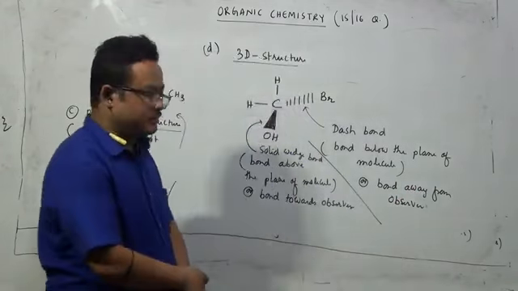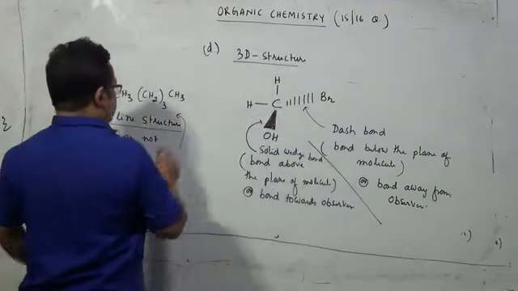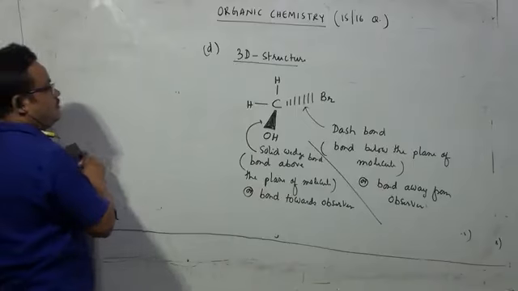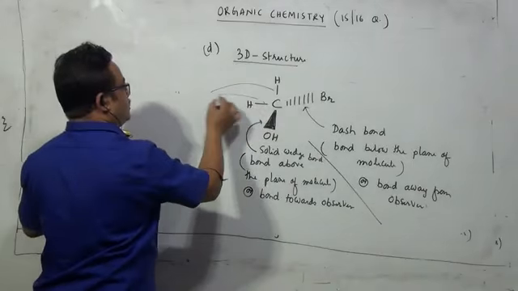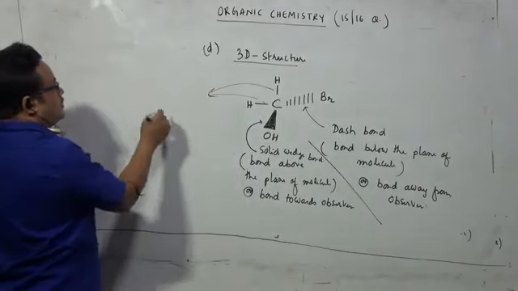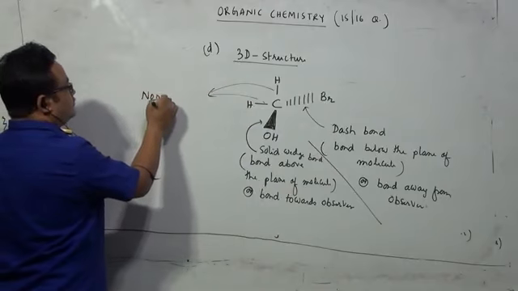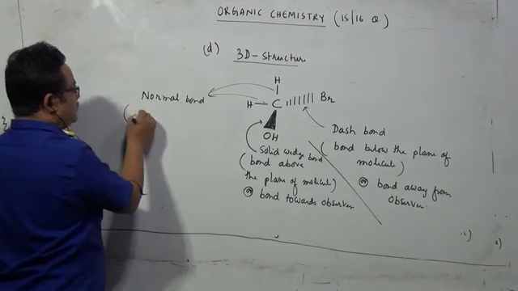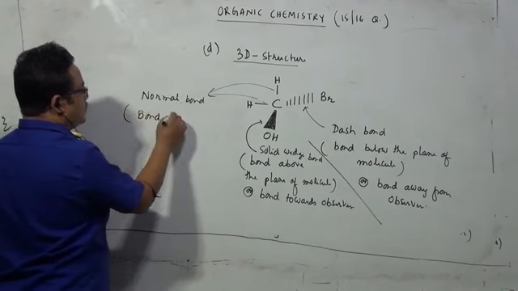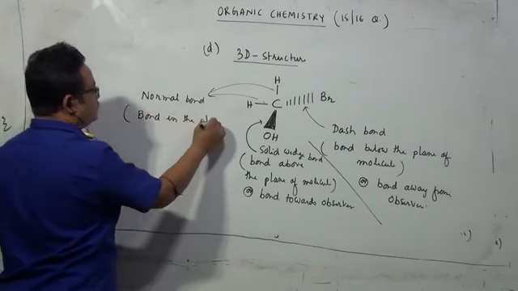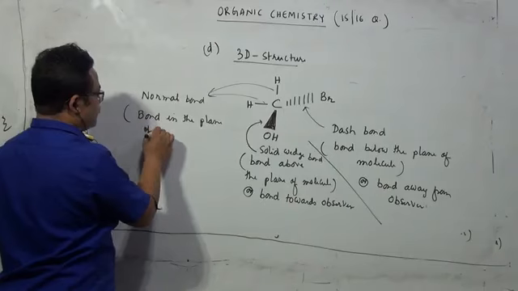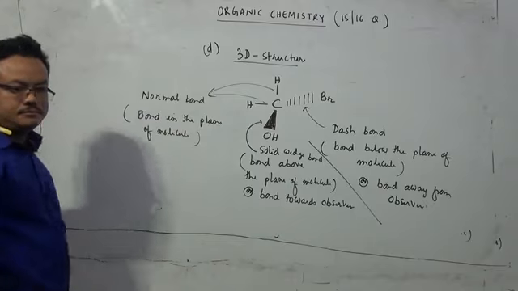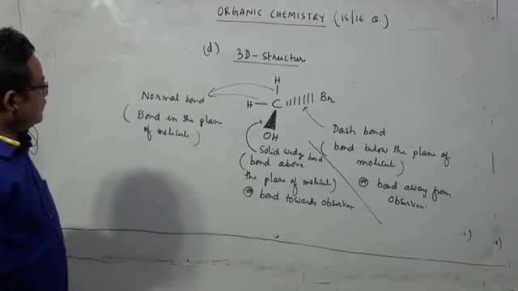The remaining bonds are normal line single bonds. This represents a normal bond, a bond in the plane of the molecule. Does this make sense?